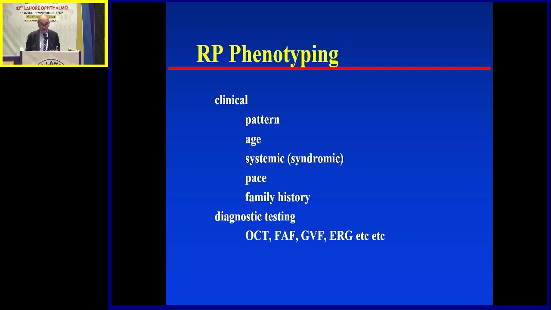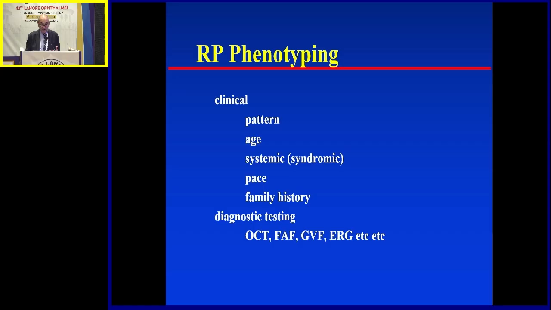How do we do that? Well, we consider the pattern of RP. For example, if it's nasal spicules more than temporal, that's the most common, is MAK, M-A-K gene. Age, we know there's Leber congenital amaurosis genes, congenital RP, so to speak, and the late onset RPs. Systemic associations, is it Usher, is it Bardet-Biedl? We look for the rest of the things in the child.